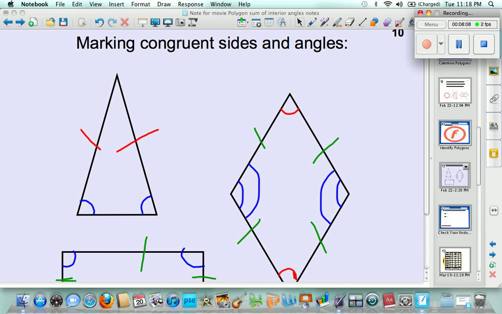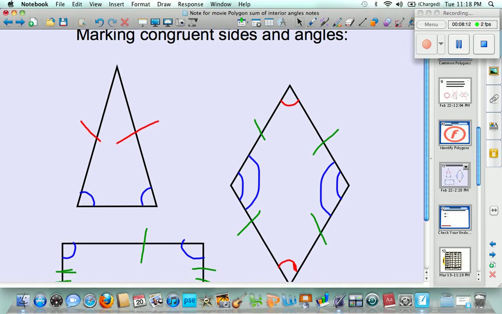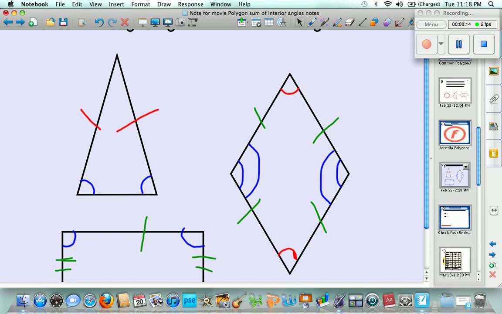In the second one on the right, those green lines represent that all of the sides are congruent. But if you look, there is one arch around the top two. So this one here and this one. Okay, that means those angles are congruent. However, if you look at the side two angles, there are two arches around those, and that's to represent that those angles are congruent, but they're going to be different from the other two.